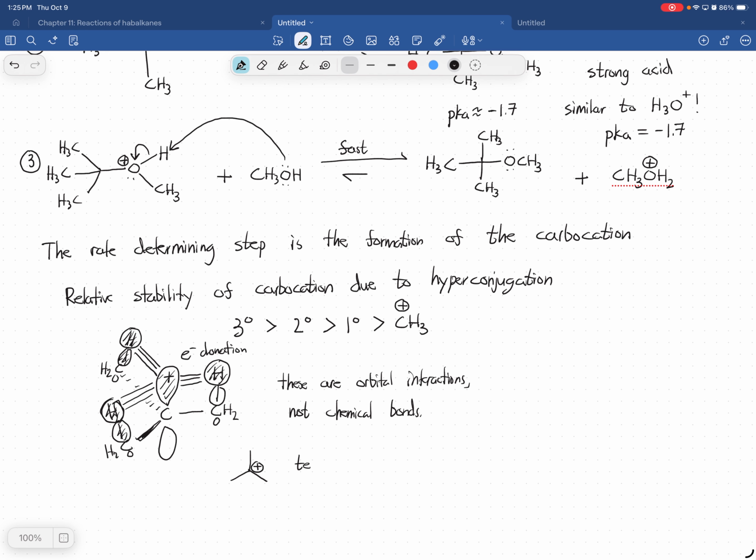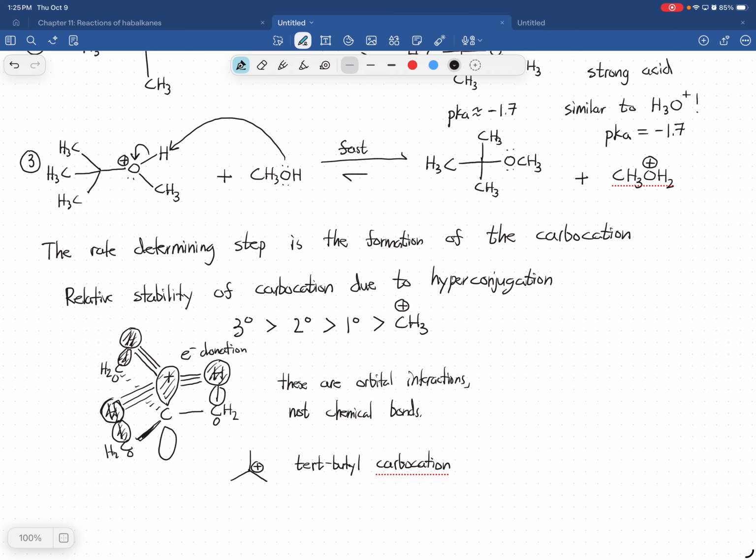The tert-butyl carbocation. Now we know why, in some resonance structures we can draw, the positive charge prefers to be on the tertiary position, and that's because of hyperconjugation.